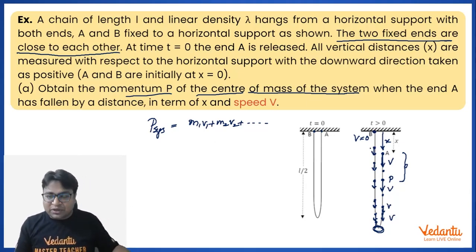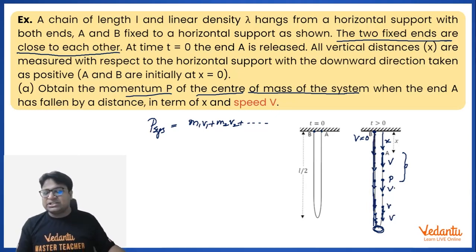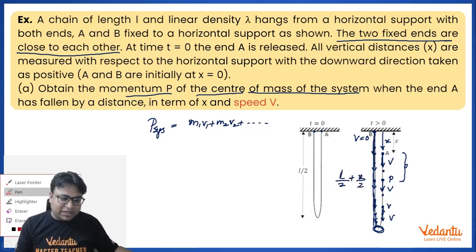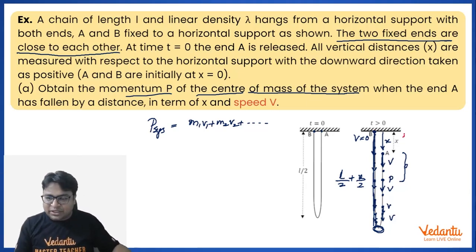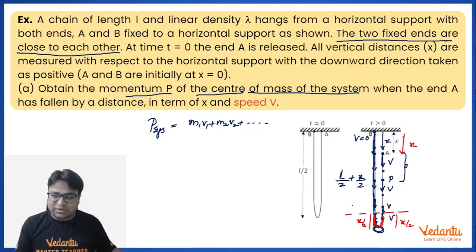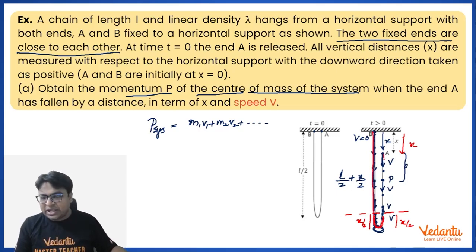So if I talk about this entire part of the chain which has a length of how much? Well, can I say that the length of this part is L by 2 plus X by 2? Think about this. If this end has fallen by a length X, then half of this X comes here, so this part is X by 2, and half comes here, this part is X by 2. So this is the length of the chain that has fallen. Half goes here, half goes here. So the length lying on the left side is L by 2 plus X by 2. The length lying on the right side is L by 2 minus X by 2.